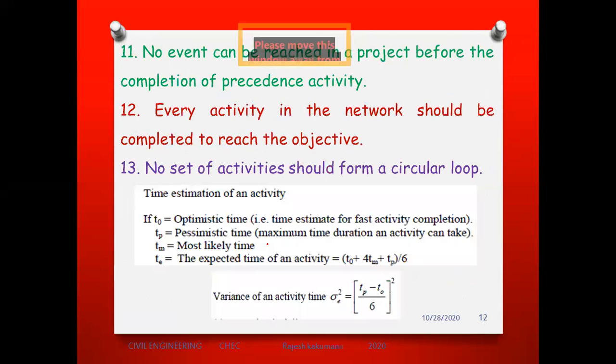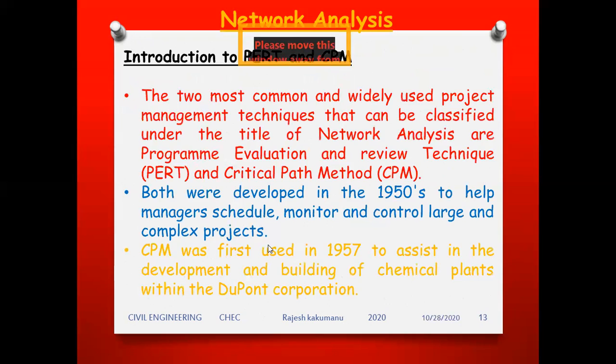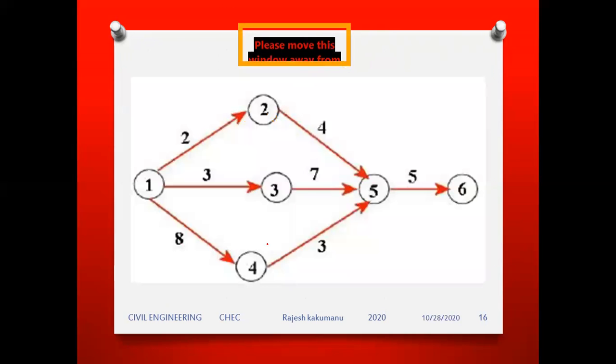For example, see this figure, this is your network diagram. This is an event and this is an activity. This is a time estimate. Going from 1 to 2 takes 2 minutes, let's say. From 2 to 5 it took 4 minutes. From 5 to 6 it took 5 minutes. From 1 to 4 it took 8. From 1 to 3 it took 3. From 3 to 5 it took 7 minutes.